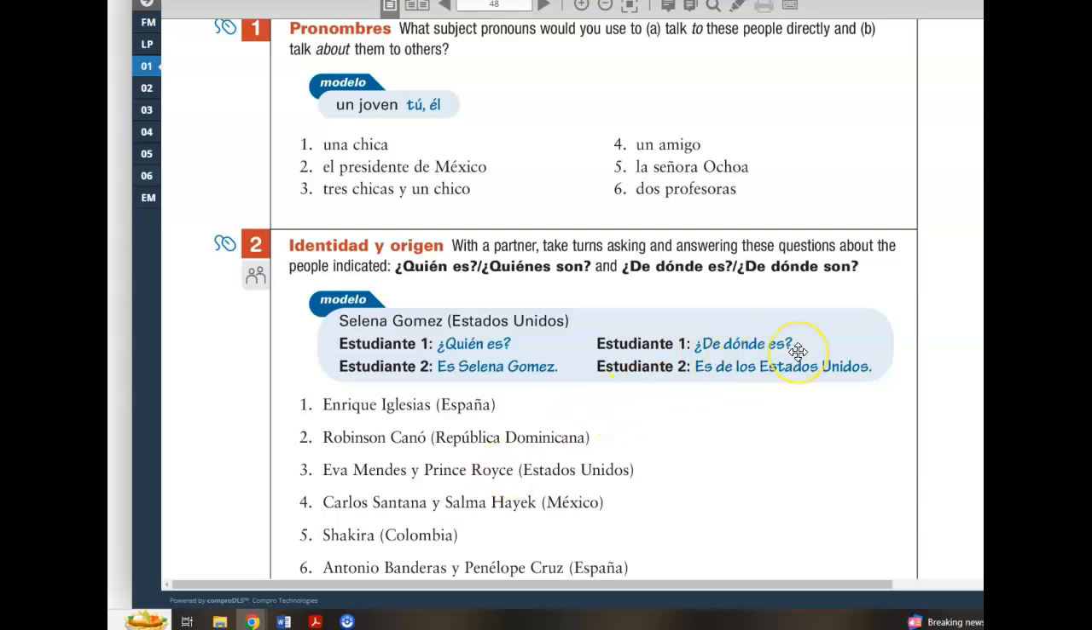¿De dónde son? Where are they from? Ellos son, or just son, de los Estados Unidos. Just like the example, but son de instead of este, because we're talking about a plural subject.